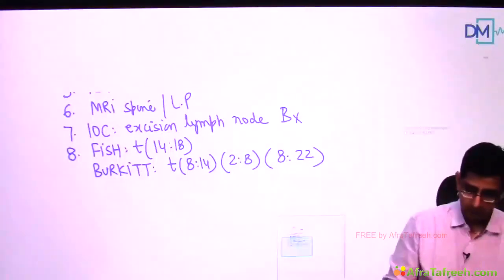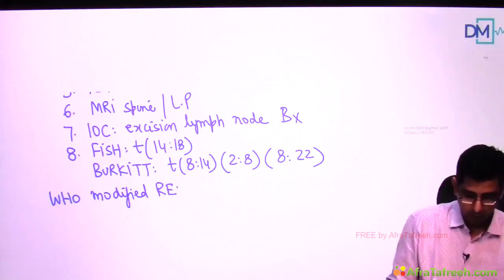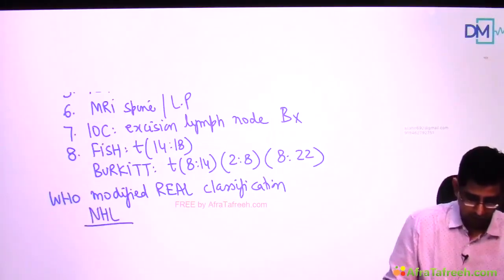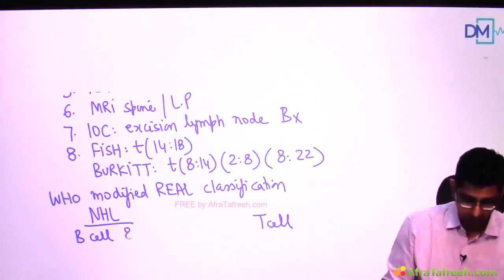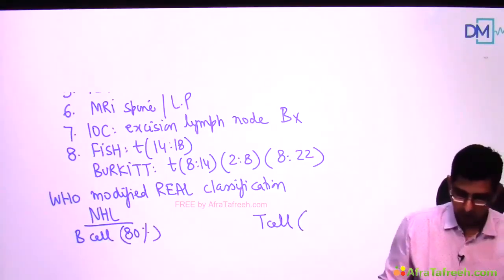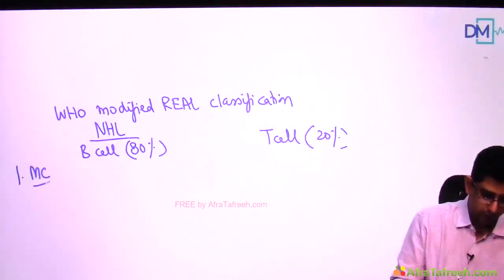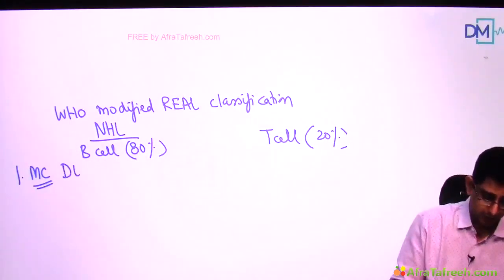Here I'll just mention the WHO modified REAL classification for non-Hodgkin's lymphoma. Remember that non-Hodgkin's lymphoma can be B cell variety or T cell variety. Almost 80% of these are B cell variety and the remaining can be T cell variety. If they ask what is overall the most common variety of non-Hodgkin's lymphoma, like I discussed in Hodgkin's lymphoma it was nodular sclerosis, here I'm saying DLBCL, that is diffuse large B cell lymphoma.